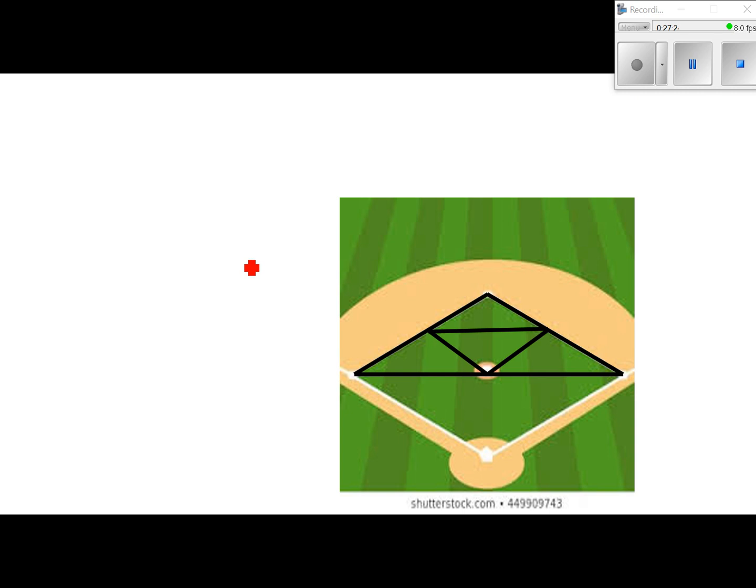I know all this isn't true, the shortstop doesn't always stand exactly halfway in between second and third base and so on. So it's not exactly true, but they're giving you some idea on this one. We know that this distance from here to there is 90 feet.